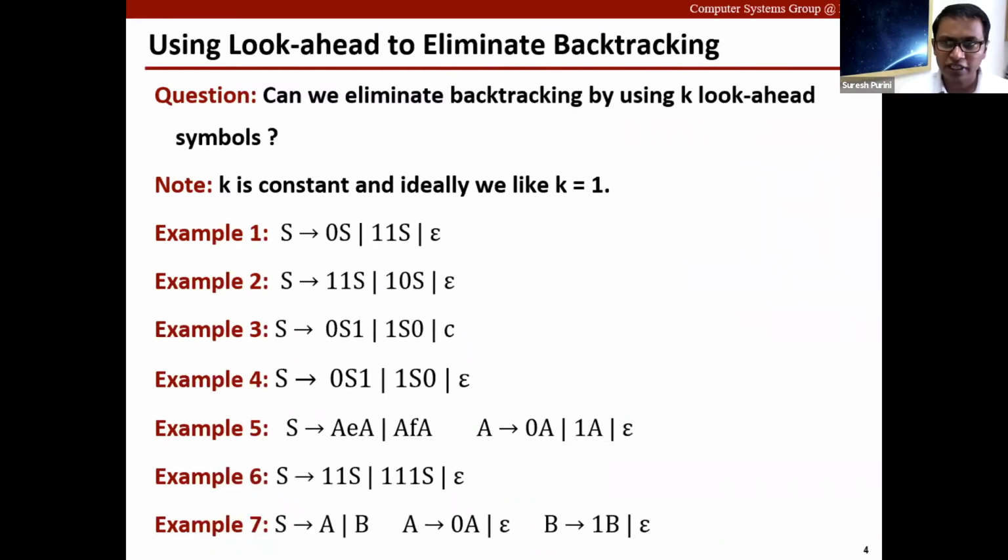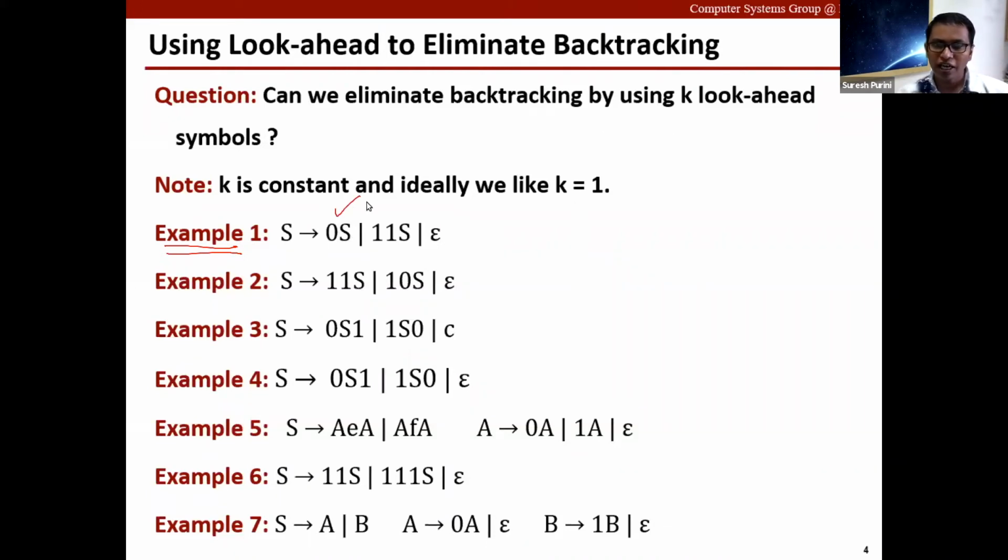So let's take the first example here. This is the example that we are looking at. During the time of parsing, let's say the next input symbol is 0, and the current non-terminal symbol to expand, and if you observe, there is only one non-terminal symbol here, that is S. If the current non-terminal symbol to expand is S, and the current input symbol or the lookahead symbol is 0, we can go ahead and use this substitution rule.